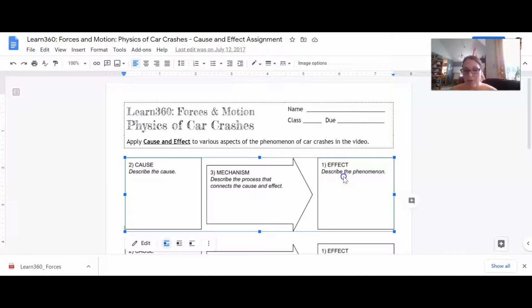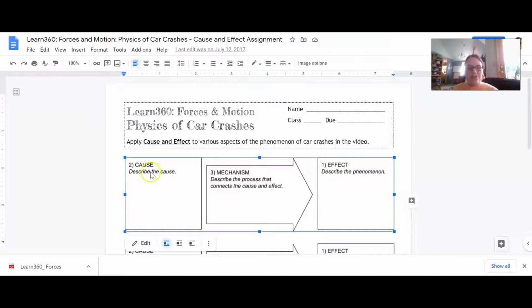So you're going to need to think first about the effect. See how it's numbered over here? This is the thing you see. So you're filling out this form in a backwards order, but the end result will be that you're describing cause and effect. So effect is the thing. You're filling this box in first. So the example of a passenger is flung through the windshield during a collision. That's the thing that you see in the video. That's the effect that's right here.